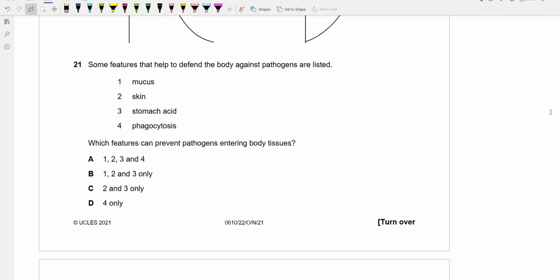Question number 21. Some features that help to defend the body against pathogens are listed. 1. Mucus. 2. Skin. 3. Stomach acid. 4. Phagocytosis. Which features can prevent pathogens entering the body tissues? So the answer would be 1, 2 and 3, as mucus, skin and stomach acid help in protection from pathogens. So the answer would be option B.